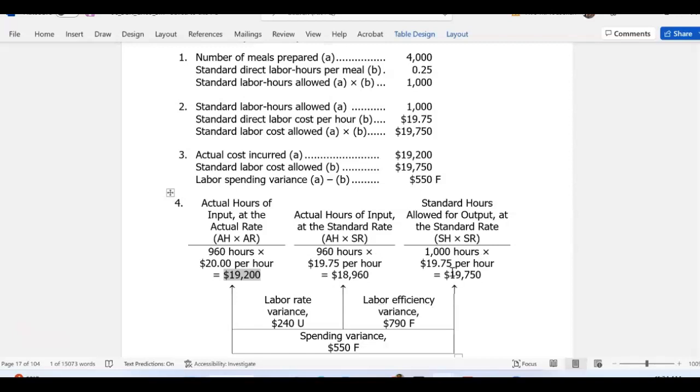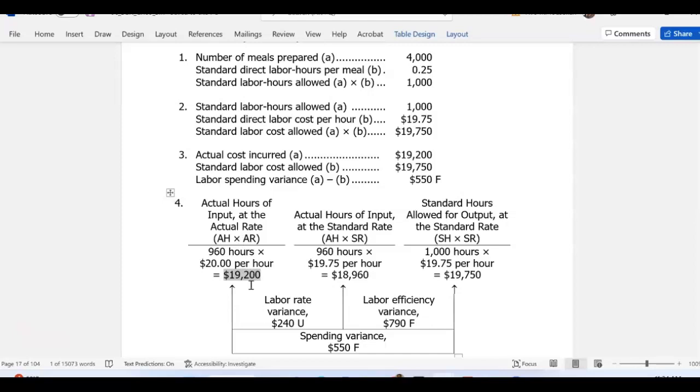Okay, so labor efficiency variance: 19,750 is the standard. Actually, it was 18,960. That's $790 favorable. So labor efficiency variance was awesome. That means your labor is so good and so fast, and your efficiency variance for the labor is so high, $790 favorable.